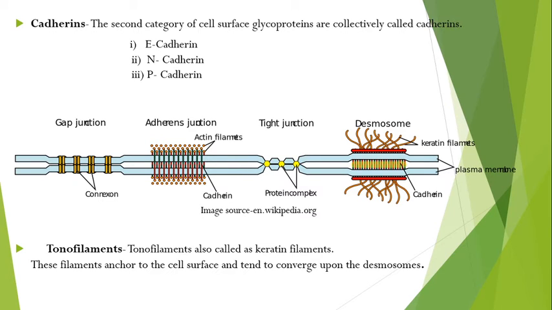These three cadherins are homologous transmembrane glycoproteins and are made up of about 700 amino acid residues. These cadherins are homologous, that is, structurally the same. How many amino acids? There are 700 amino acids.